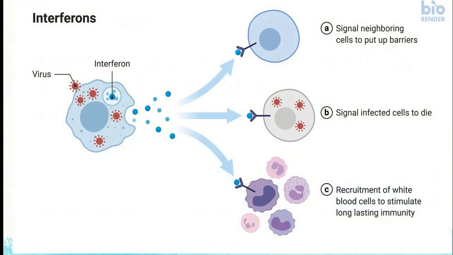So here it is. Here's our infected cell, our poor cell that's going to die. The virus attacks it. The interferon is made, and it sends a signal out. Boom. Put up a barrier. The infected cells need to die, right? Here we go. The recruitment. There it is. Recruitment of white blood cells to stimulate long-lasting immunity. So two different things. One, they can come engulf the thing. Or two, the lymphocyte can come and do what the lymphocytes do, the magic, which we're getting to. I haven't really discussed it because it is very complex. Okay. So there's our interferons.